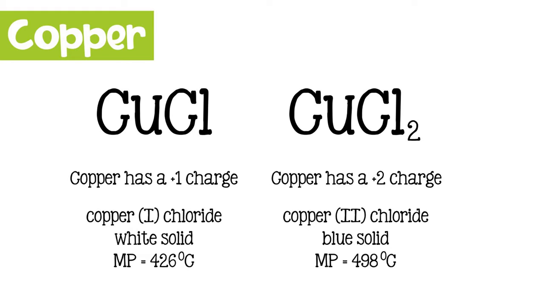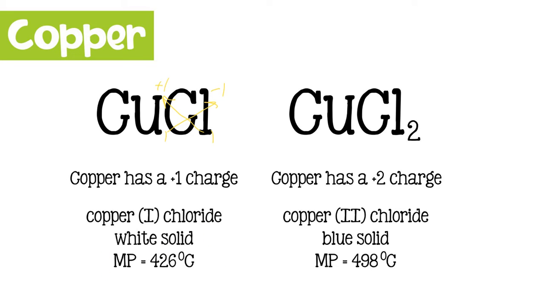In this case, CuCl, there's no subscript, so they're both ones. When we uncrisscross, you get Cu with a +1 and Cl with a -1. How did we decide that Cu was +1? Well, it's a metal. So, in this case, copper is going to have a +1 charge. It's going to be named copper 1 chloride. Notice how the 1 is a Roman numeral. We'll learn more about this later. Copper chloride is a white solid with a melting point of 426 degrees Celsius.